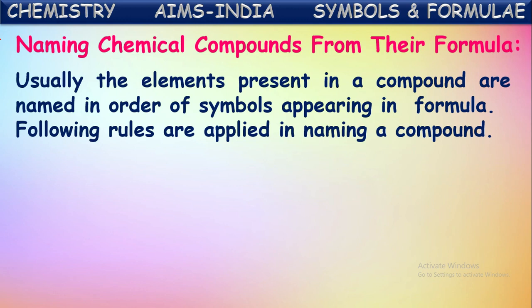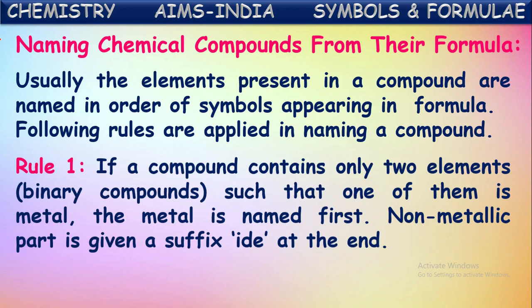In giving the names for these compounds based upon their formulae, we follow certain rules. Okay, let us see those one by one. What are the rules to be followed to understand the naming of chemical compounds? Among them, the first one is: if a compound contains only two elements, then that is called a binary compound. Binary means a two-element compound. The compound which is made up of two elements is said to be a binary compound.